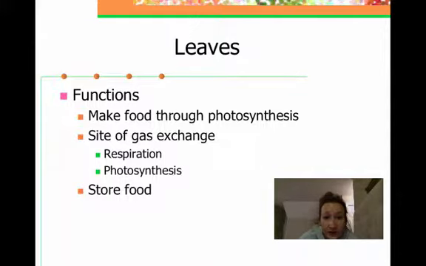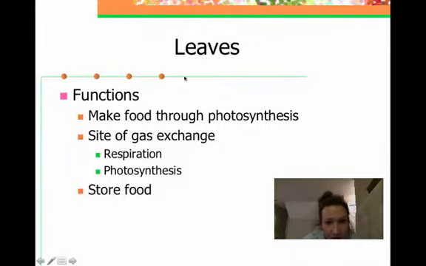The functions of the leaves, or leaves. I don't know why I keep saying leaves. That is not grammatically correct. It's leaf meaning one leaf, or leaves meaning lots of leaves. So excuse me if I have said that wrong. I'm kind of nervous because I don't normally record myself.